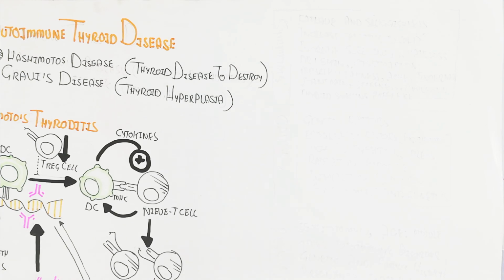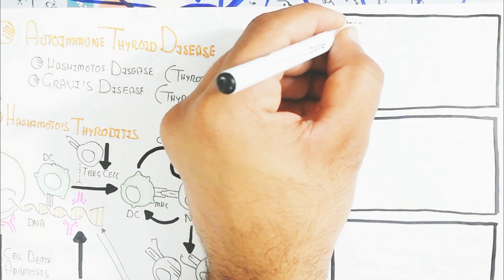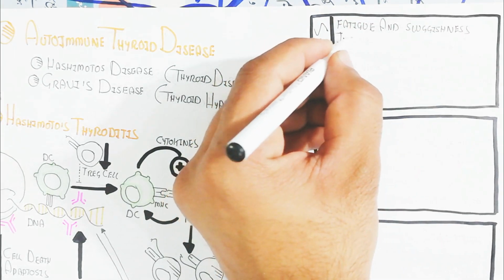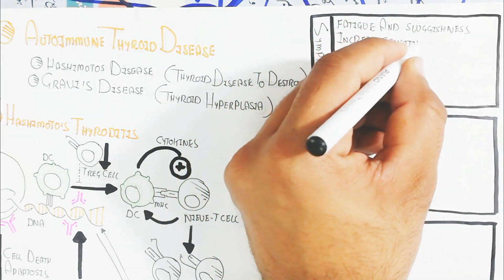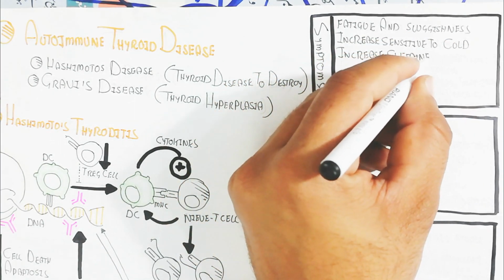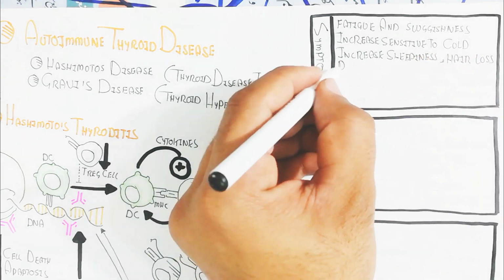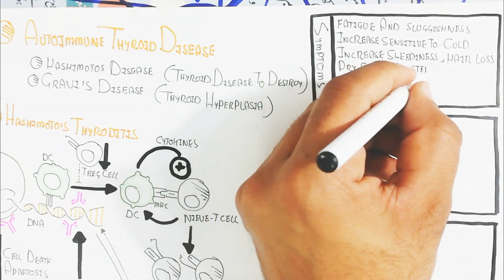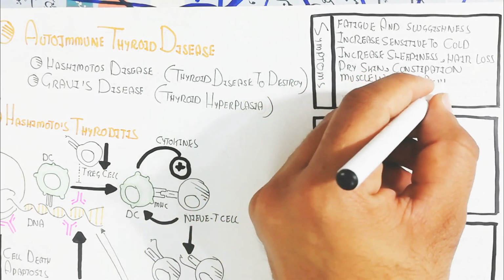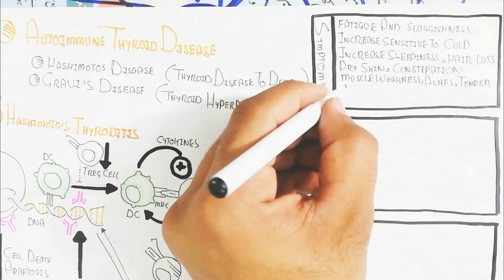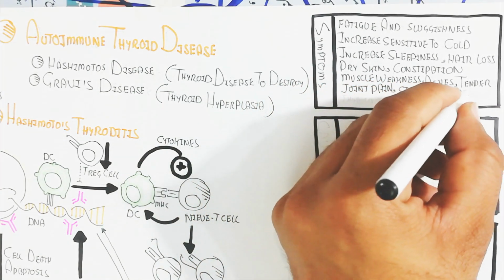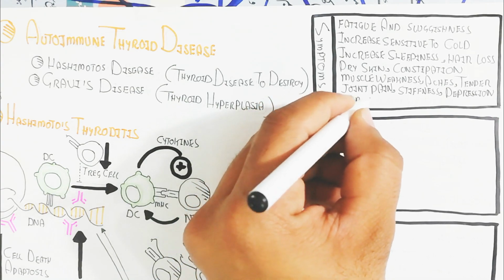Let's understand the symptoms of hypothyroidism. We will not discuss hyperthyroidism, but we will understand the symptoms of hypothyroidism. It leads to fatigue and sluggishness, increased sensitivity to cold, increased sleepiness, hair loss, dry skin, constipation, and muscle weakness. Also aches, tenderness, joint pain, stiffness, depression, thyroid swelling, and a puffy face.